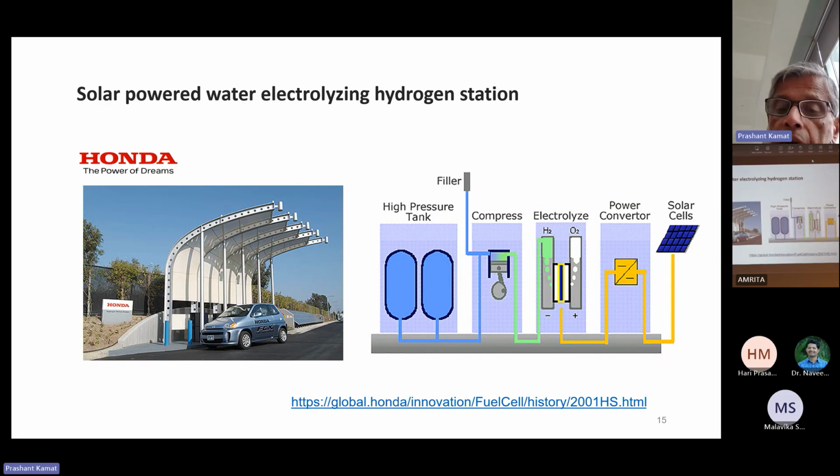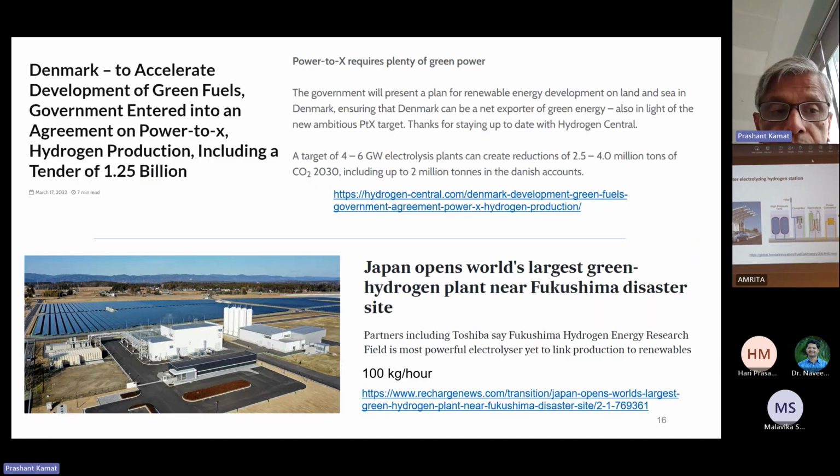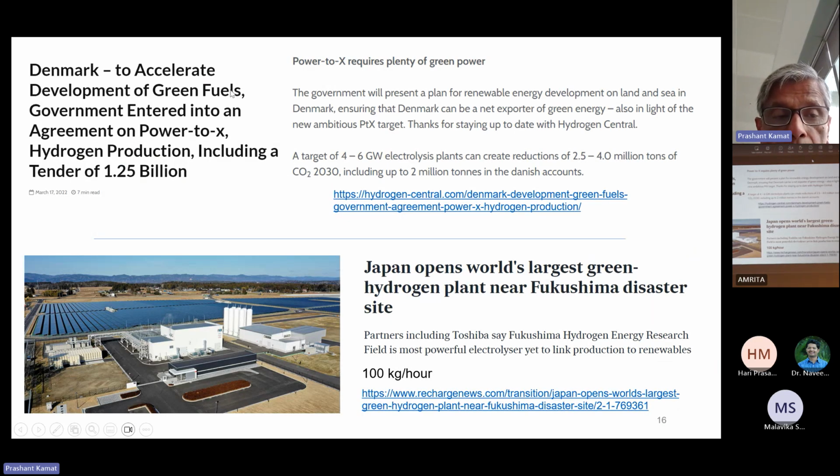I was telling you that how it can be done is simple electrolysis. So what you need is two electrodes and water to generate hydrogen and oxygen. And one of the things people use is solar cells, the photovoltaics. Then you can drive that, and you can make hydrogen and oxygen. And this is a pilot plant in California that was established by Honda. But there are more serious efforts globally.